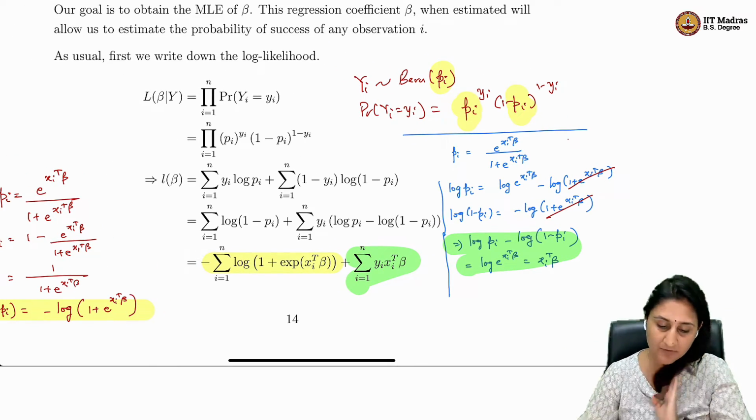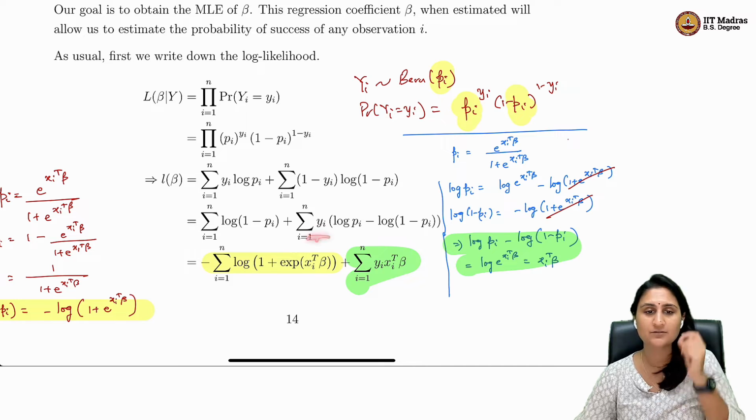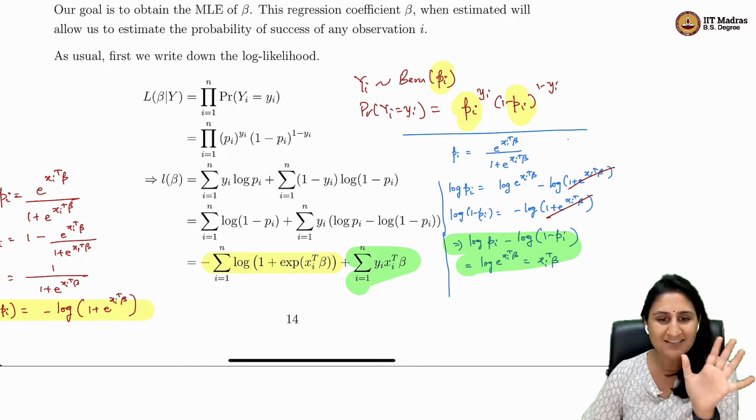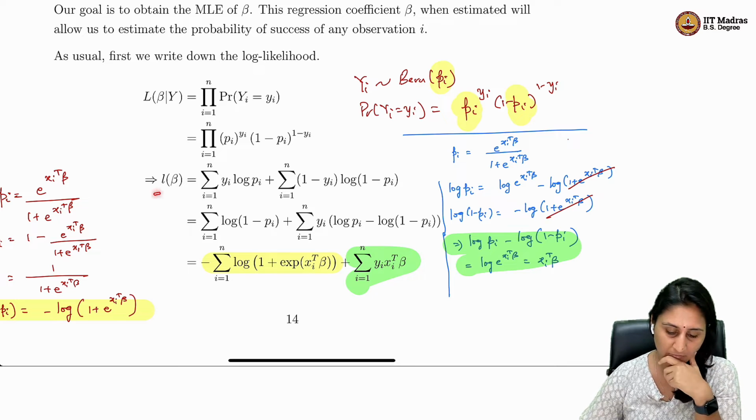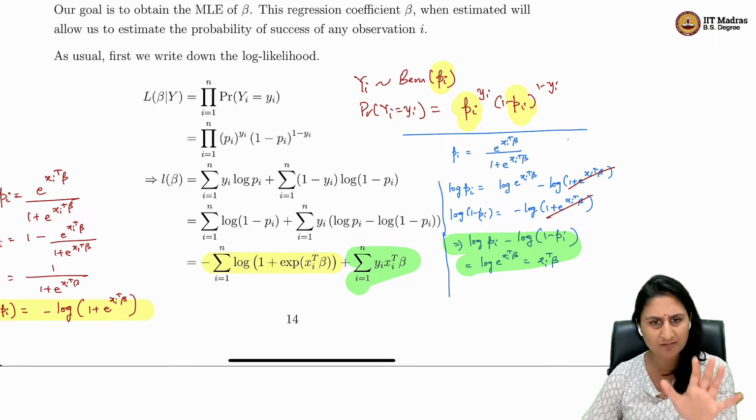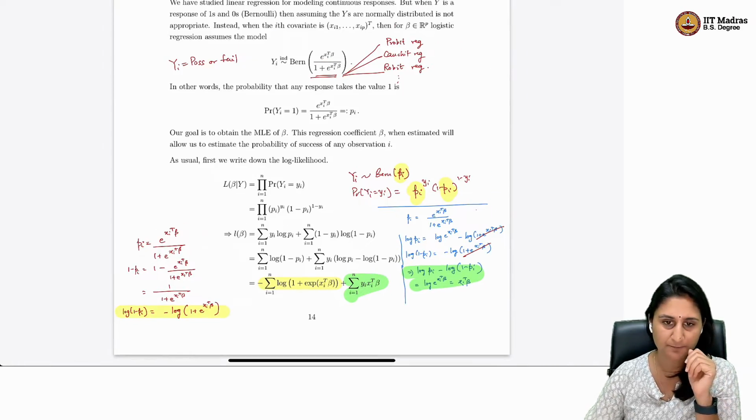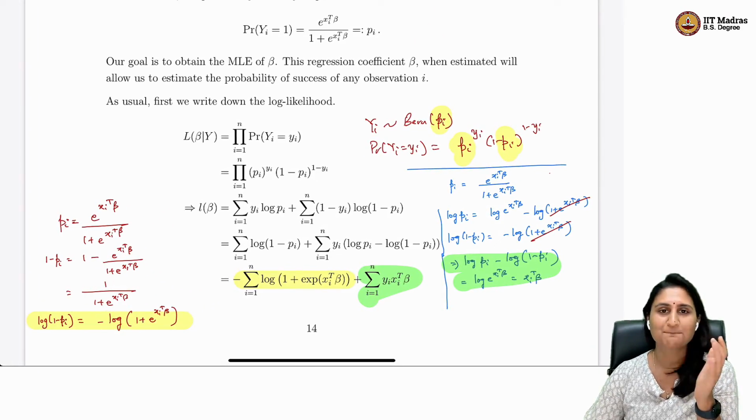Of course, there's a yi because there's a yi present over here on the outside. So that means I now have a nice reduced form: the log of the likelihood takes this expression over here, and this is a fairly reduced expression. Okay, I have my log likelihood set up, and now I want to maximize this log likelihood.